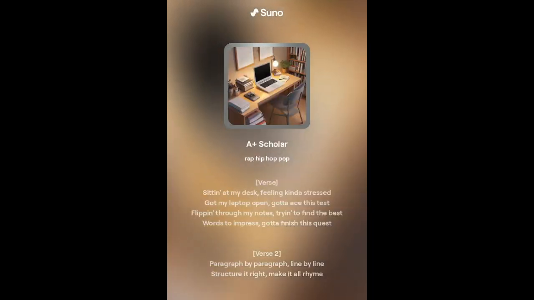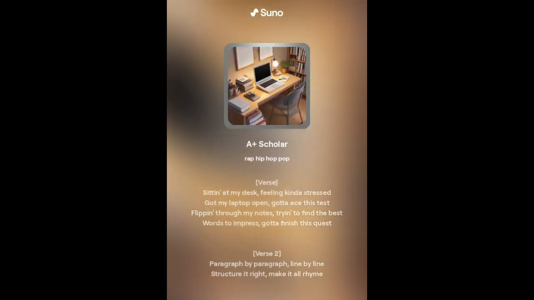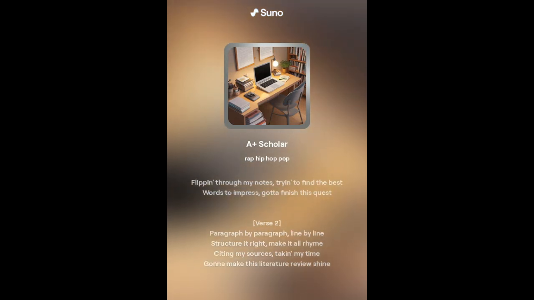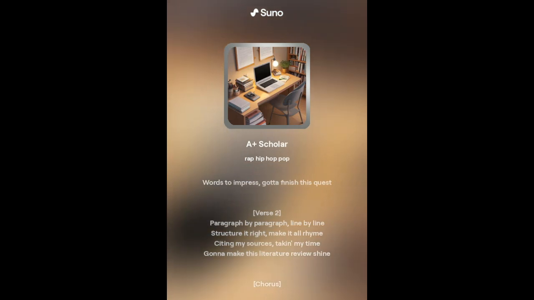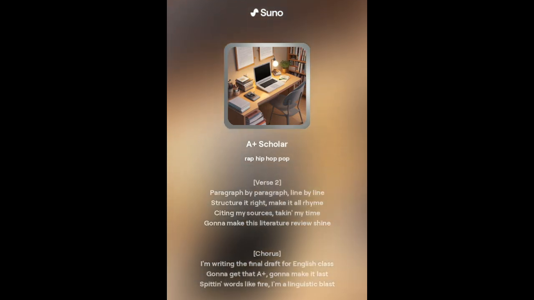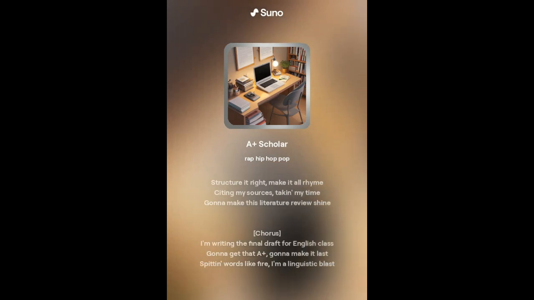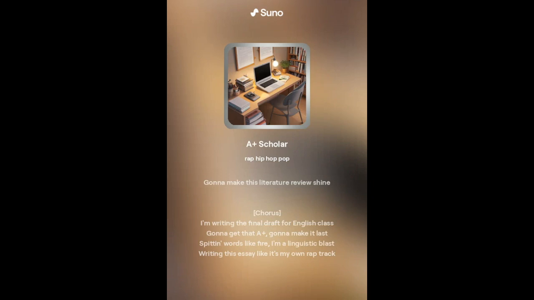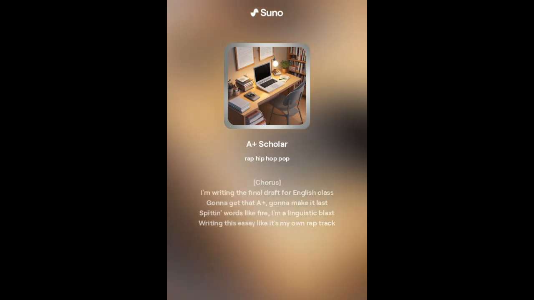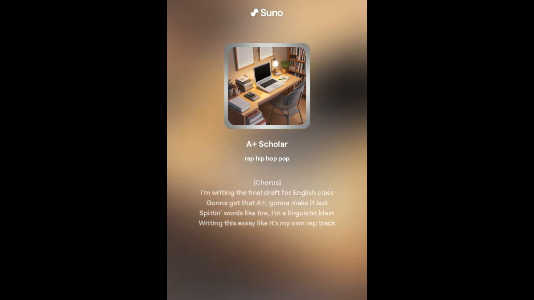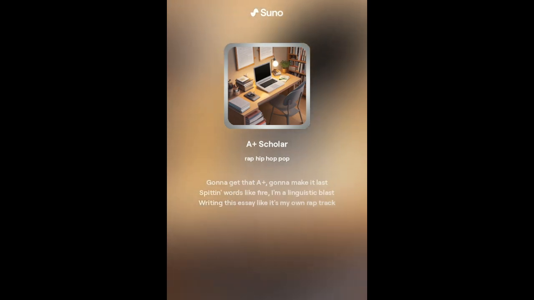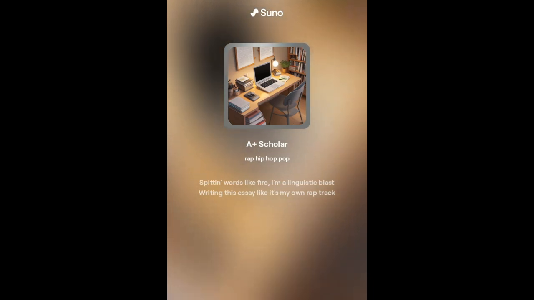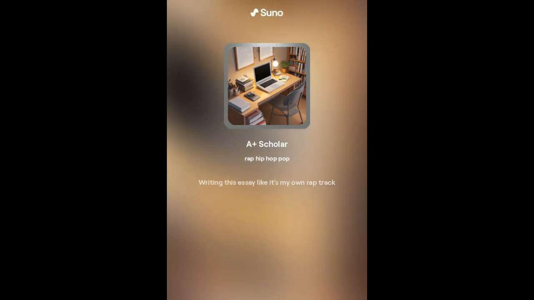Sitting at my desk, feeling kinda stressed. Got my laptop open, gotta ace this test. Flipping through my notes, trying to find the best words to impress, gotta finish this quest. Paragraph by paragraph, line by line. Structure it right, make it all rhyme. Citing my sources, taking my time. Gonna make this literature review shine. I'm writing the final draft for English class. Gonna get that A+, gonna make it last. Spitting words like fire, I'm a linguistic blast. Writing this essay like it's my own rap track.